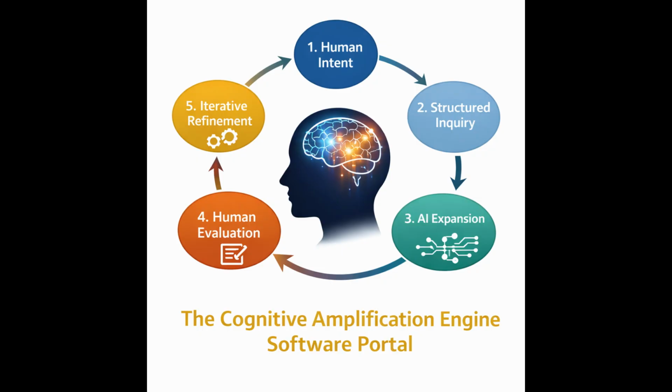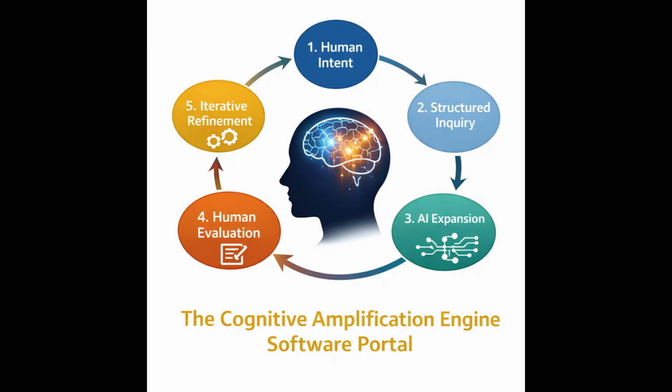The cognitive amplification process. Now let's walk through the 5-step cognitive amplification cycle as shown in the diagram. Step 1, human intent. Everything begins with human intent. The user defines the purpose, goal, or question. This step ensures the system is always aligned with what you actually want to achieve, not what an algorithm assumes. Intent anchors the entire process.